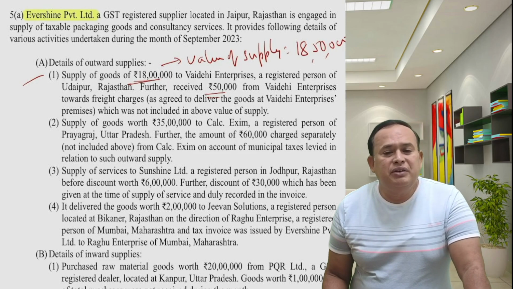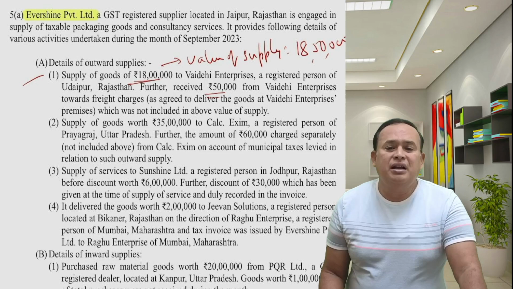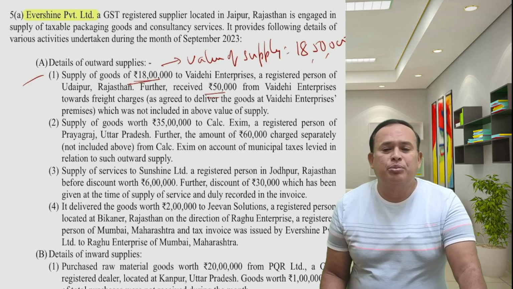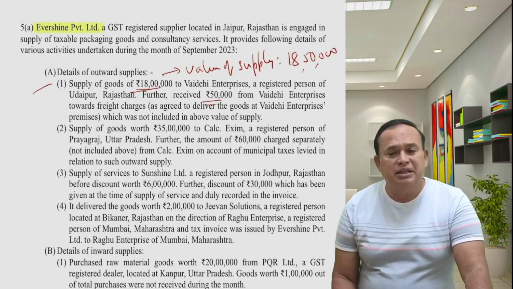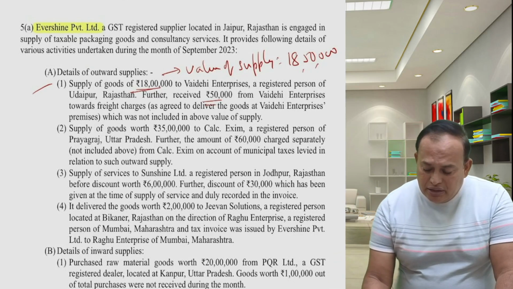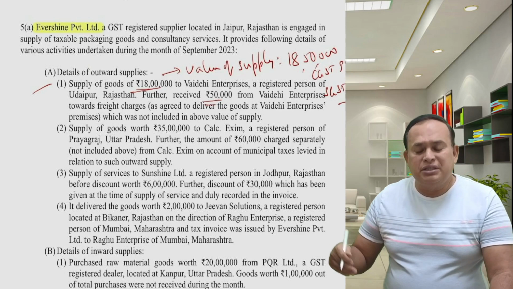Now, where do they deliver from? From Rajasthan, they deliver to Udaipur, Rajasthan. In that case, it is nothing but what type of supply? Intrastate supply, which will attract CGST and SGST at 9% each. CGST 9%, SGST 9%. I will show you in the statement format.